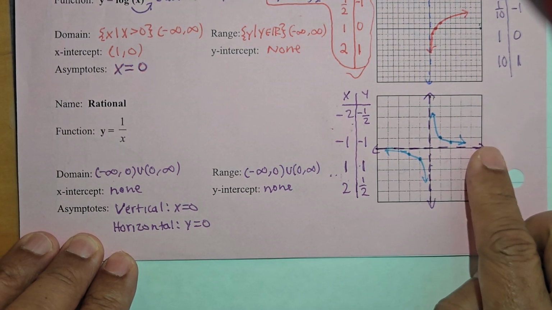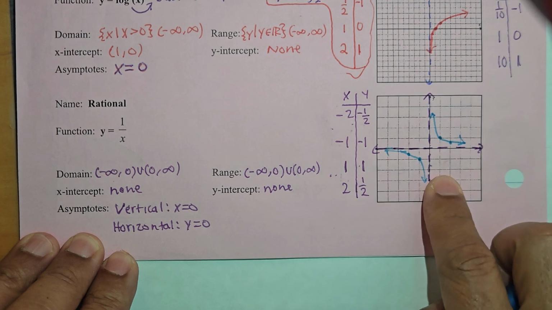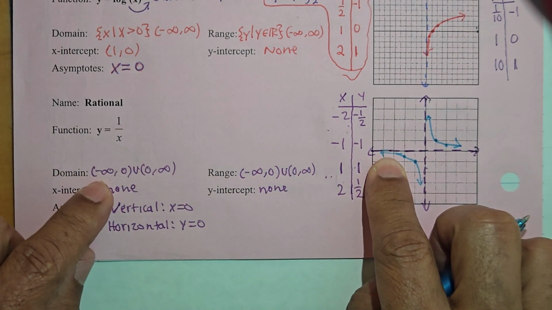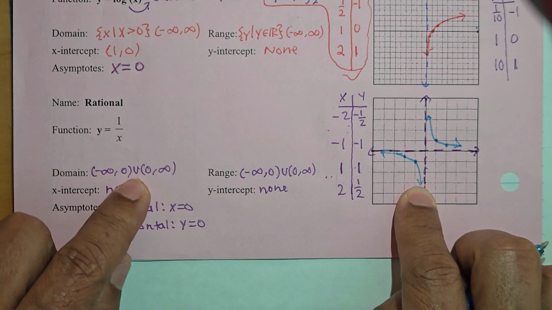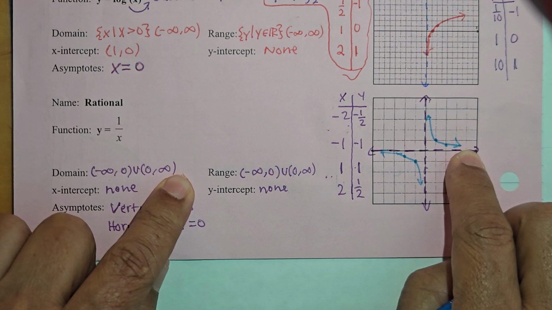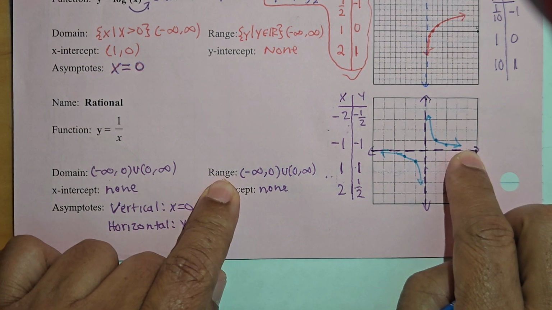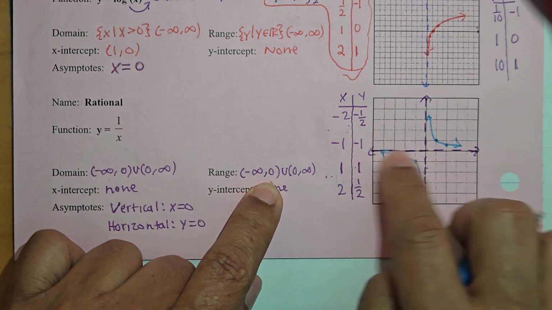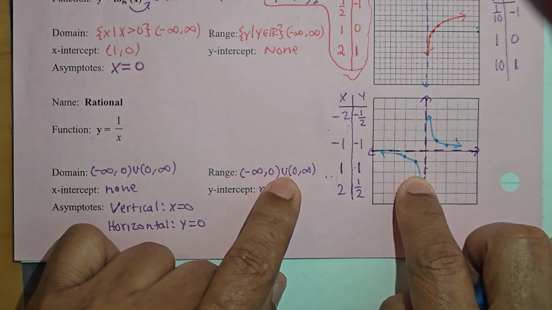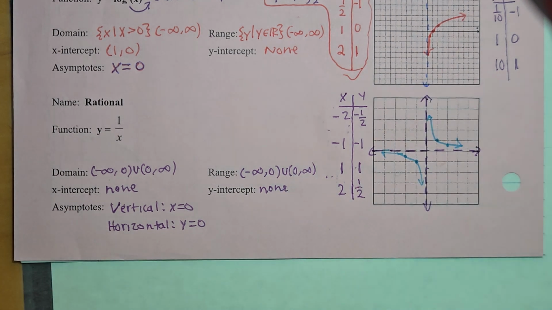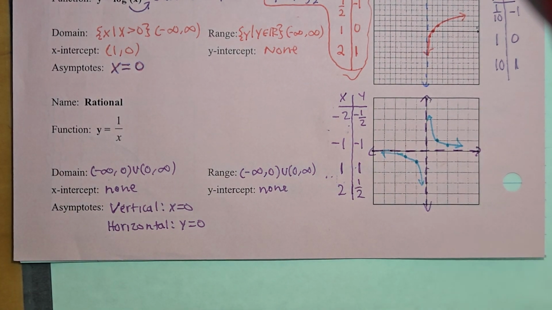The domain, notice, since we can't use 0 for x, this means it goes from -infinity and approaches 0, union with 0 from this asymptote to +infinity. That's the domain. For the range, the graph comes from -infinity and approaches 0, which is this horizontal asymptote, union with 0, and that's this side, then goes to +infinity. Okay, so that's the pink notes part of this lesson.